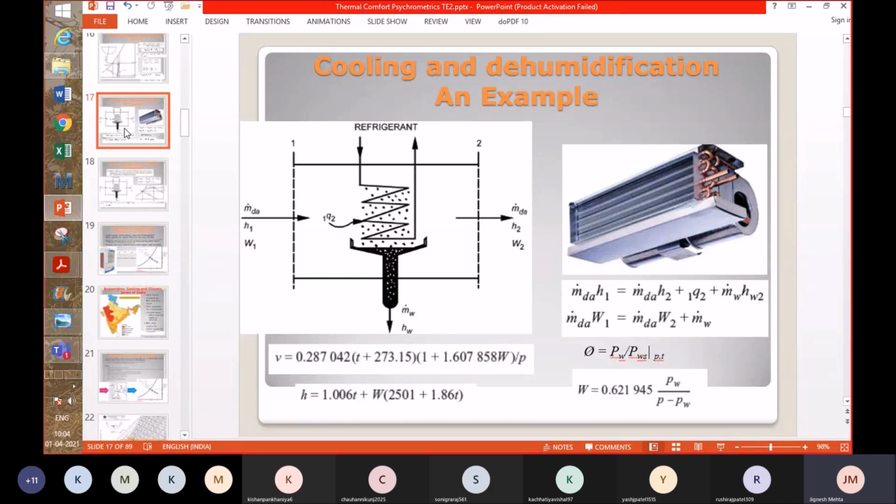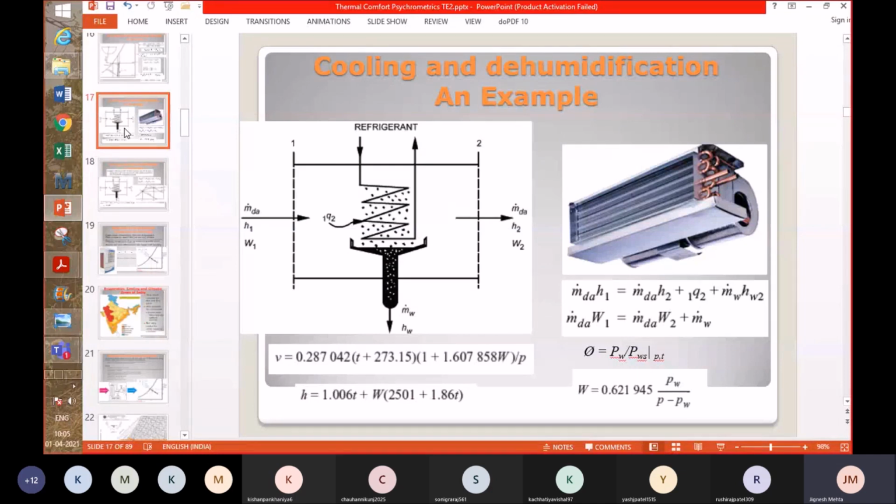And on the psychrometric chart, because the temperature is decreasing, it will move on the left hand side and it will slope downwards because the moisture content or the humidity ratio is decreasing.